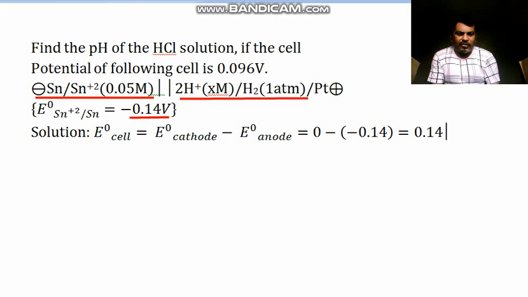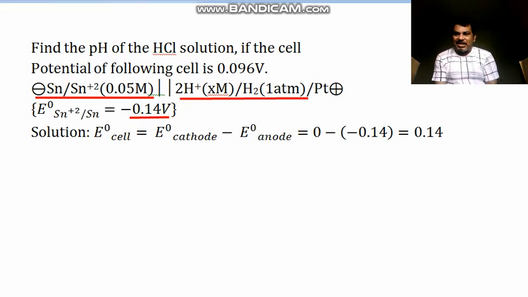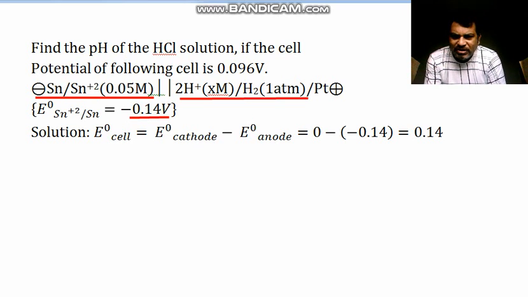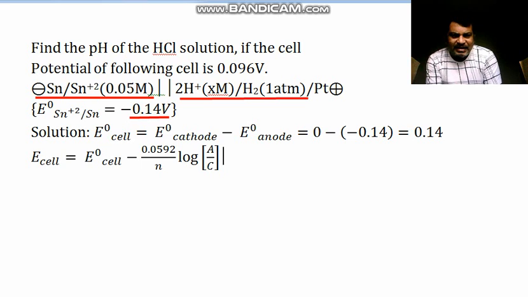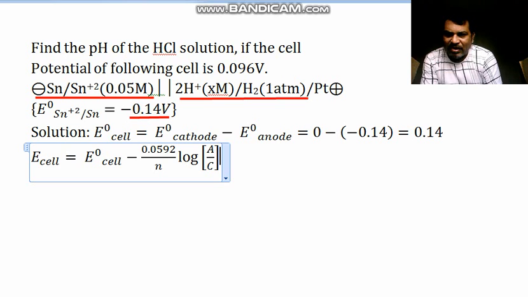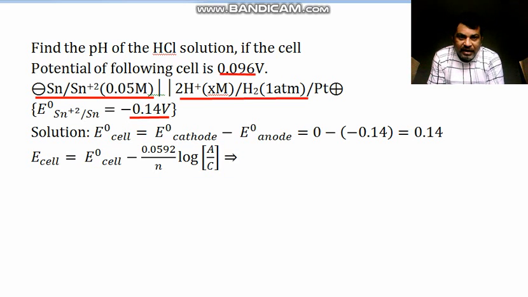So our first point is completed, how we are going to find that. Now the second point is to use the Nernst equation. You know the Nernst equation is like this: E cell equals E degree cell minus 0.0592 by n log anode by cathode. All these values are now known to you, so I don't think there is any problem. I am putting here the value of E cell, which is given to us, and that is 0.096.